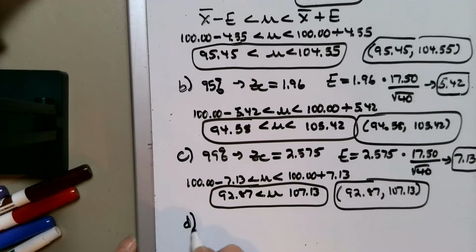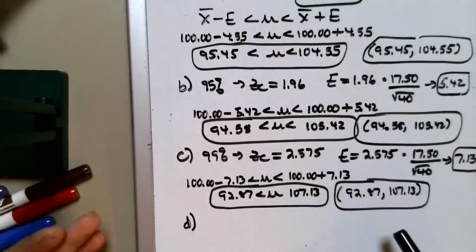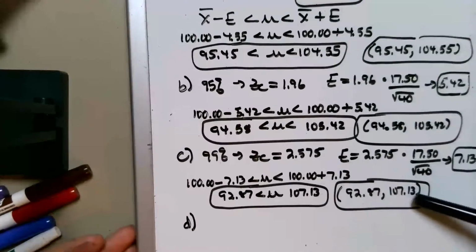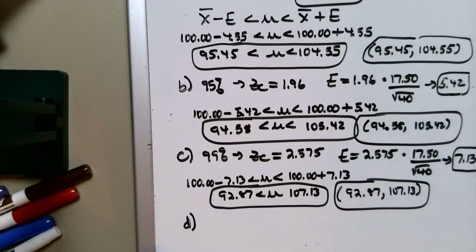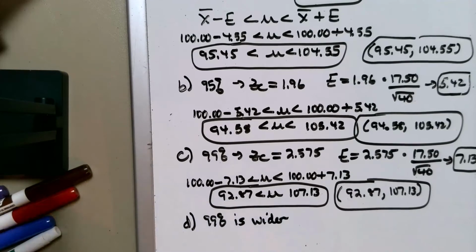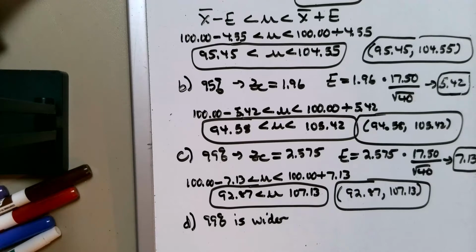So question D says, which interval is wider and why? The more confidence you have in your estimate for the mean of the population, the wider your interval has to be. So if you compare the numbers for the three intervals, the 99% interval is wider. It covers more numbers, and the reason is that to have more confidence in your prediction, we have 99% confidence here, so you're going to have to cover more numbers in your interval and have a wider interval.